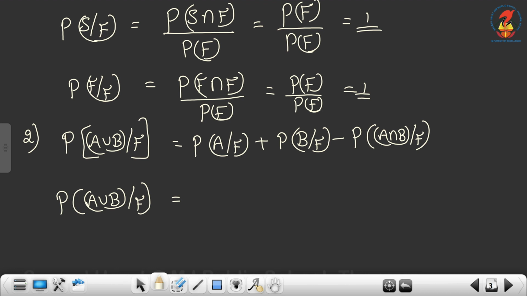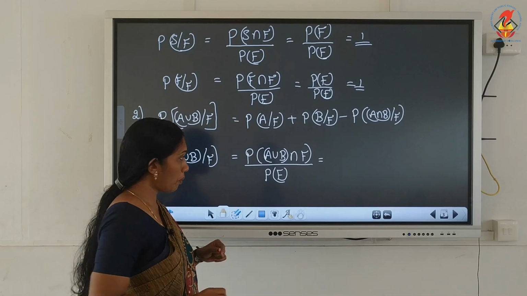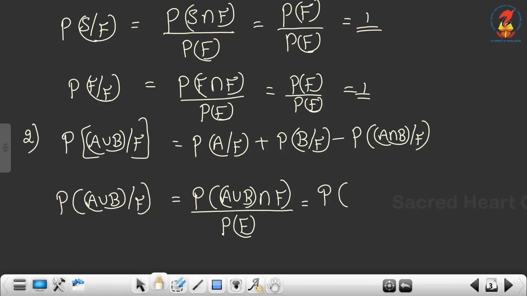By the definition of conditional probability, we can write this event's numerator intersection the denominator. So, here, bracket by P of F. Now, this portion, using the distributive property, we can write A intersection F union B intersection F, by P of F.